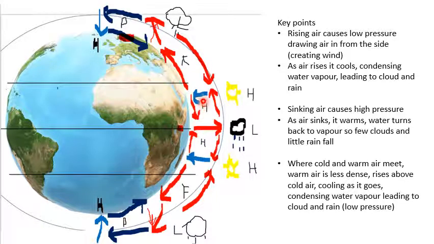Where the Hadley and the Ferrel cell meet, there is descending or sinking air. This means that the condensed water turns back into water vapor, meaning few clouds and little rain. So it is fairly sunny and bright all year round, and it is known as a high pressure area.